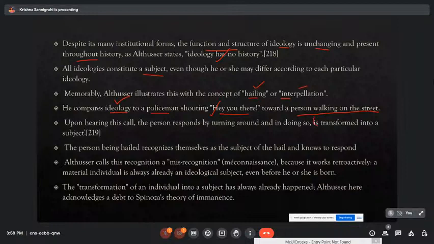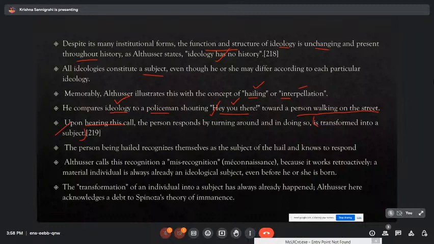So how do you become a subject? You become a subject when you respond to somebody who is calling you, saying, "Hey, you there," and you respond to that call. You are that person, and when you respond, you are transformed into a subject.